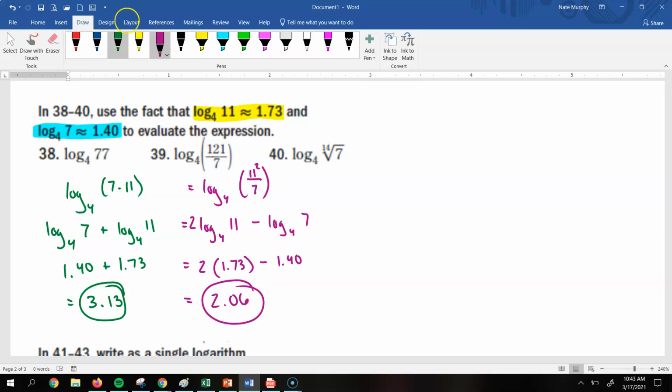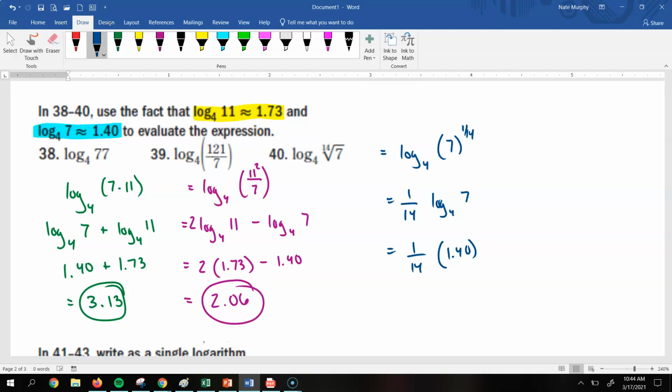All right, let's look at the last one there, number 40 in this section. So I'm going to rewrite that as log base 4 of 7 to the 1/14th power. So now that 1/14th we can put out in front. So it'll be 1/14th the log base 4 of 7. And they gave us the log base 4 of 7 is 1.40. So when you multiply those together, we would just get 0.1 or 0.10 or just 0.1 as your answer.